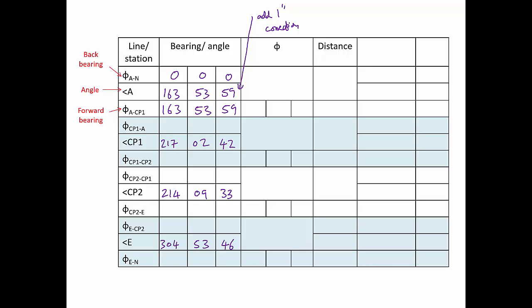The rule is, if the forward bearing is under 180 degrees, we need to add 180 degrees. If the forward bearing is over 180 degrees, we need to subtract it. There's nothing complicated about that. That's just so that we can keep all of the angles in this booking sheet between 0 degrees and 360 degrees.